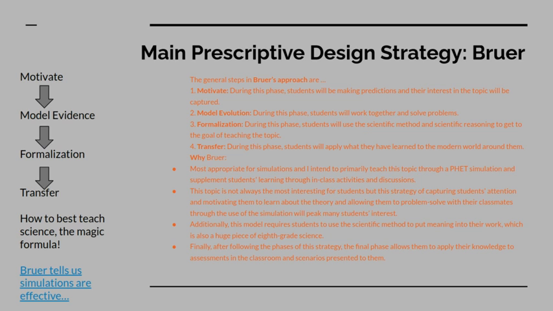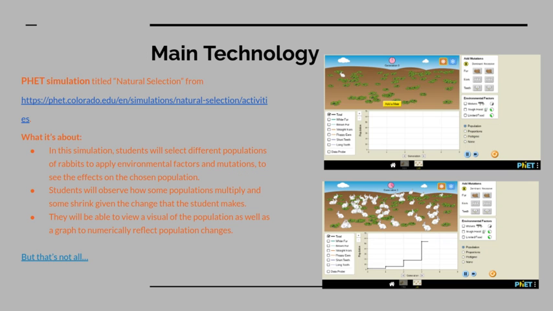And then lastly, that transfer, I just kind of started to talk about that. We need to understand how natural selection works, but then we need to apply that to our lives. We're humans, so we're just like any other species. And then also being able to apply that to other species in the local area, like I said, for the final summative assessment.